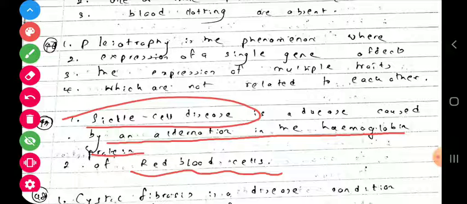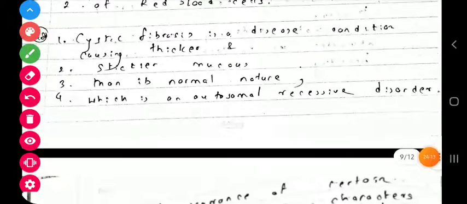So sickle cell disease is a disease caused by an alteration in the hemoglobin protein. When that hemoglobin protein is altered, this sickness results. Those are very short and simple definitions. I don't have to give a great detail about those things.